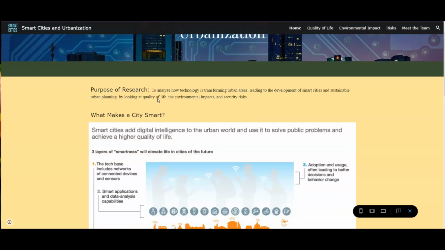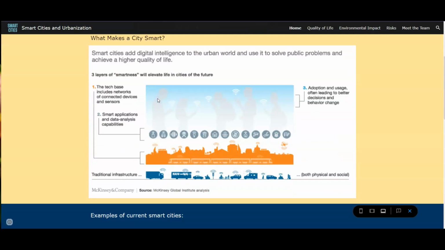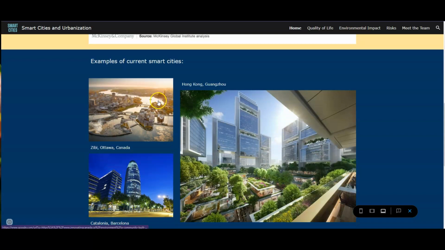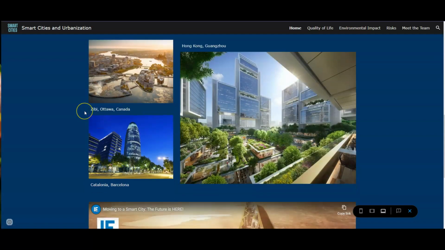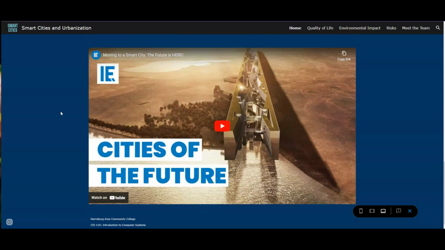Our homepage has a graphic talking about what makes a smart city. There's also current examples of smart cities. Other examples of smart cities include New York City, London, Tokyo, and even Pittsburgh here in Pennsylvania. We have a video here at the bottom of the home page that goes more in depth into individual smart cities around the world.